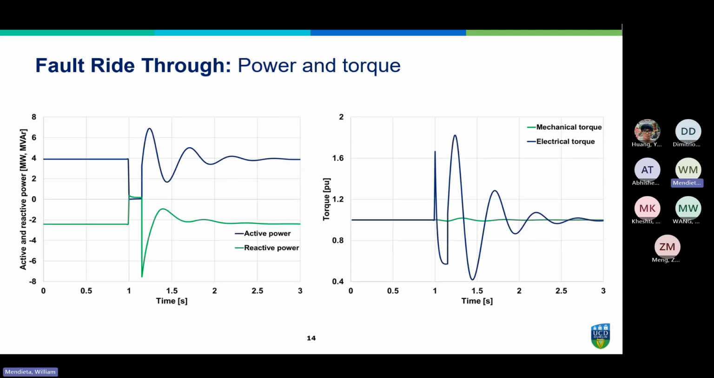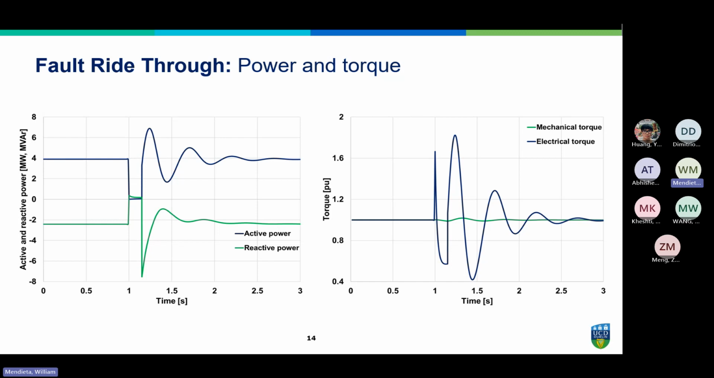Now, with respect to the power and the torque, the figure on the left shows the active and reactive power contribution by the hydrostatic wind turbine during the fault. We can see that the active power falls to zero, while the reactive power immediately increases as a result of the operation of the AVR. Once the fault is cleared, the power returns to the previous steady state conditions.